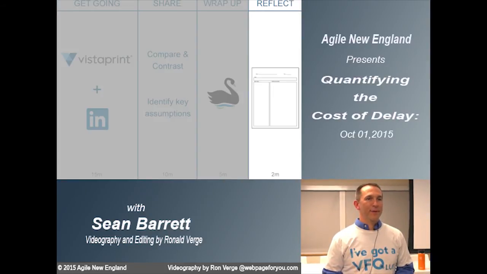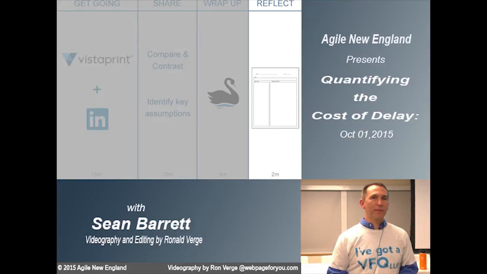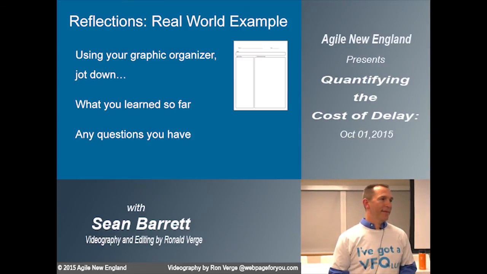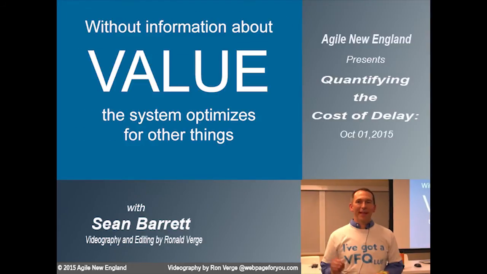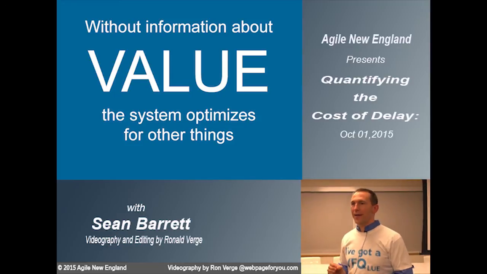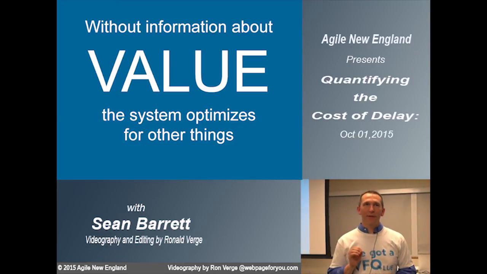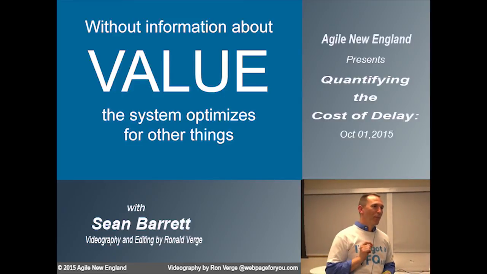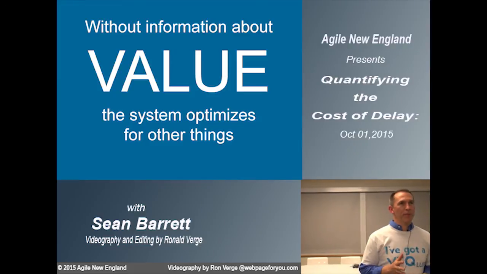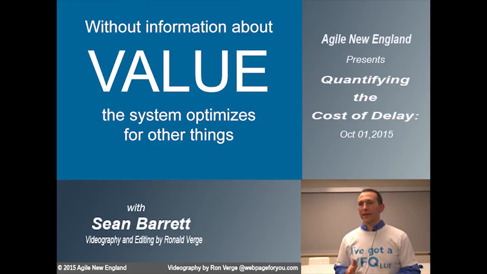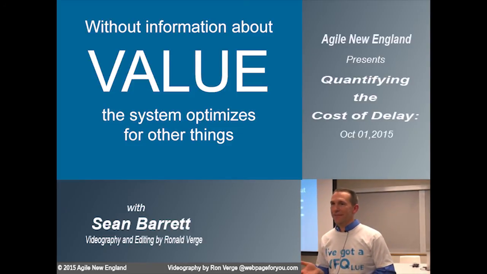All right, go ahead and take a moment. You've got your graphic organizers. Grab down whatever was most relevant for you, and then we'll call it a night. I'd like to leave you with one parting thought here, and that is, you might have heard Joshua say this at the end of the video. Without information about value, our systems will optimize for other things, and it will be uncontrolled, and they may not be the things that you want.